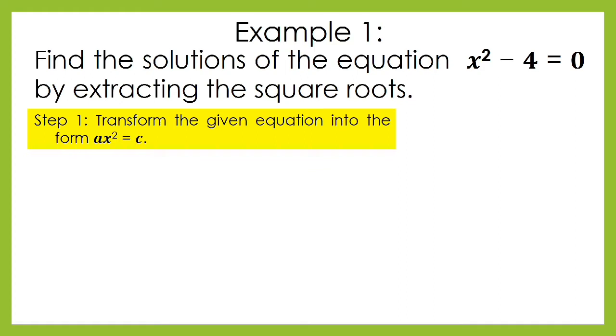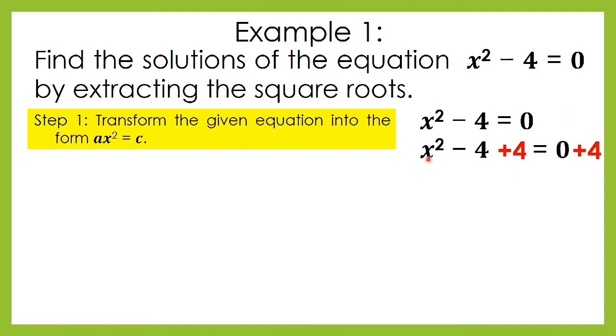Let's do step 1. Transform the given equation into the form ax squared equals c. This is the given equation, x squared minus 4 equals 0. So, ang maiiwan dito sa left side ay si x squared. Si constant ay dapat nasa right side ng equation. We apply the addition property of equality. We will add 4 to both sides of the equation para maging 0 itong negative 4 plus 4.